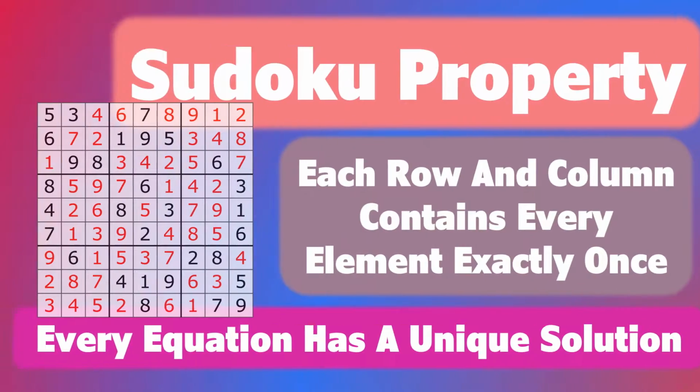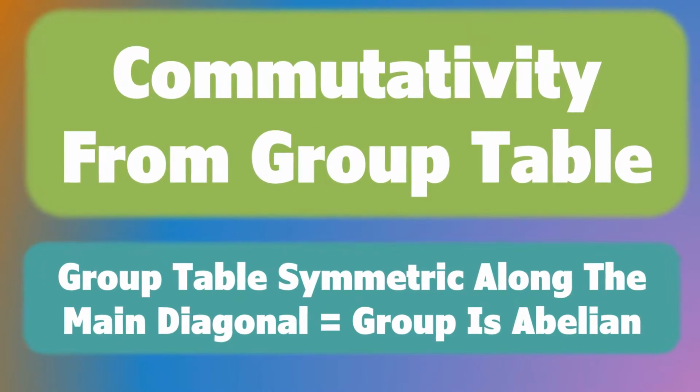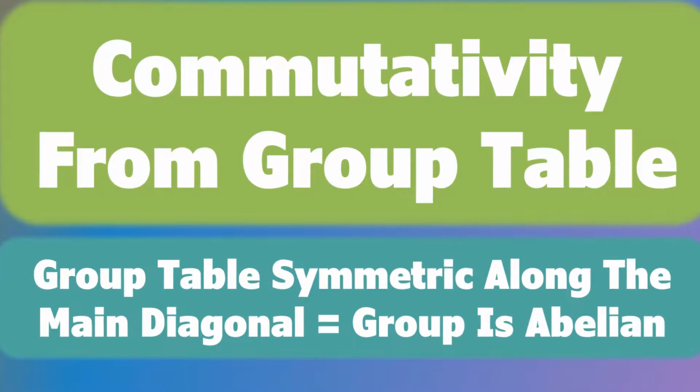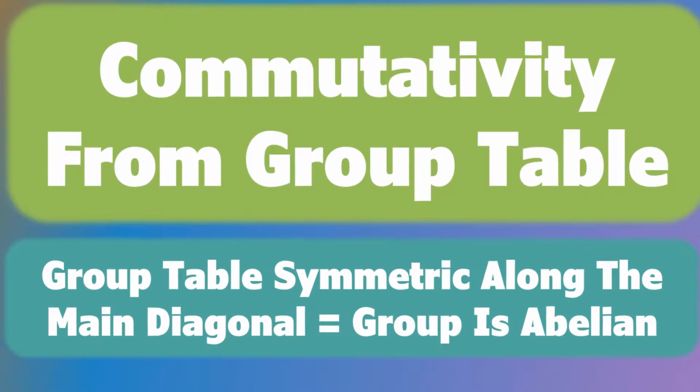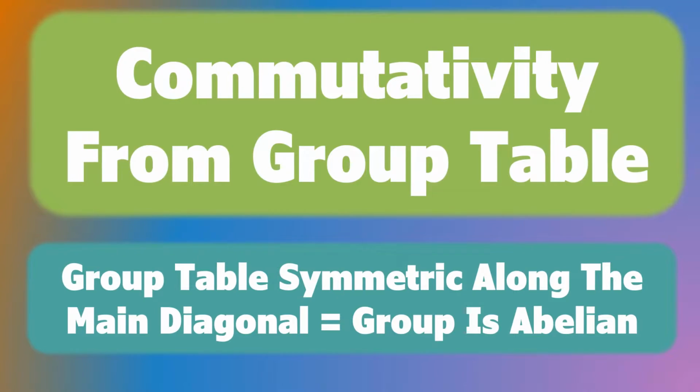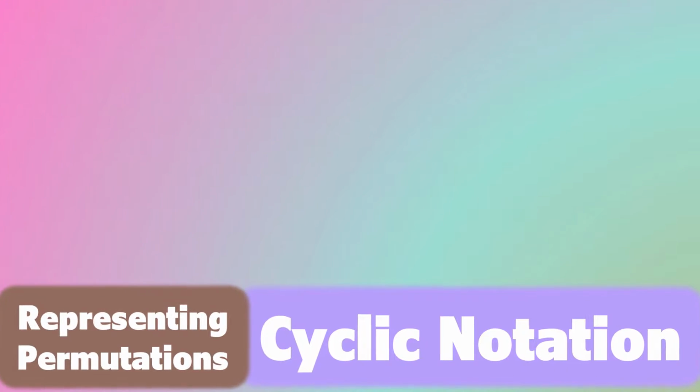Further, we have that if the group table is symmetric along its main diagonal, then the group is abelian, i.e. commutative. Next, cycle notation is a way of representing permutations.